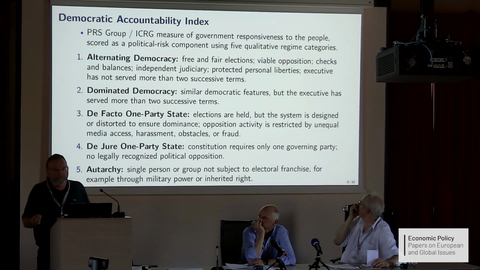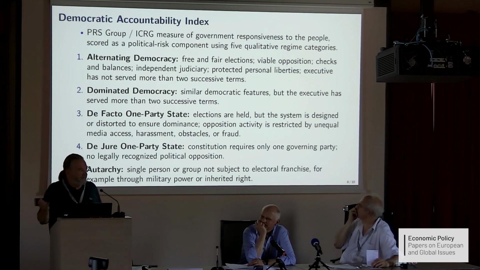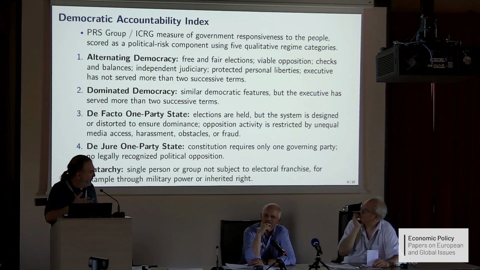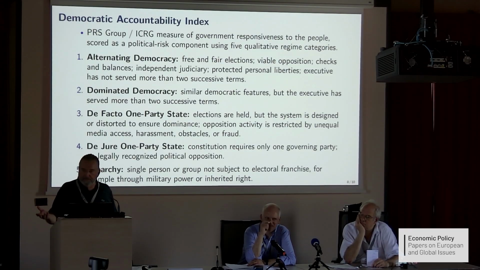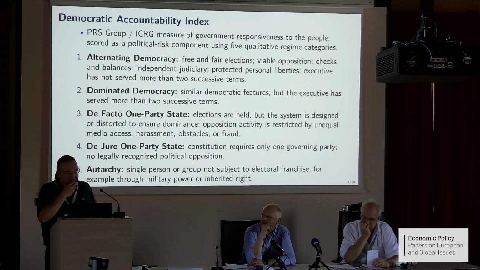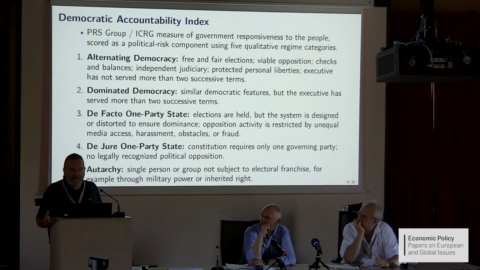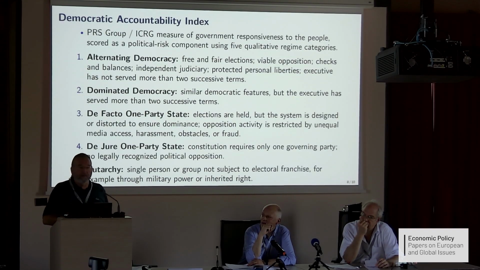The second is dominated democracy. I don't know really, but everything is wonderful, but we always keep electing some guys for more than 2 terms. Then the third is de facto one-party state. Elections are held, but the system is designed or distorted. And the fourth and the fifth, I don't even consider it because there's nobody in the sample that is called a populist and is in the fourth and the fifth. So essentially, democratic accountability must mean that Venezuela moves from 1 to 3.